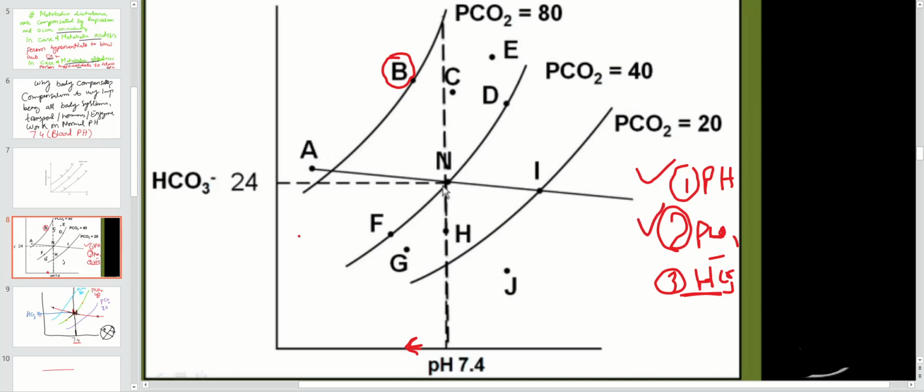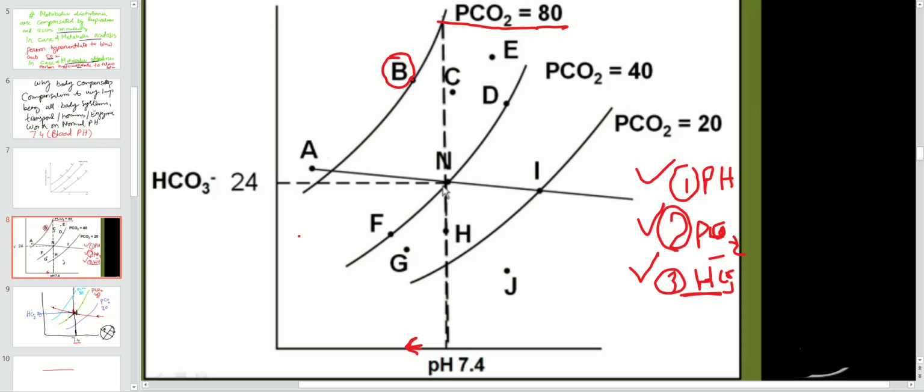Now the second rule is we have to see the pressure of carbon dioxide, right? Over here, the point is on the 80 mm Hg isobar. So up to here I concluded that I am dealing with respiratory acidosis. Now the third rule is I have to see the bicarbonate concentration in the blood. If we are dealing with respiratory acidosis, as I told you, this case is respiratory acidosis.